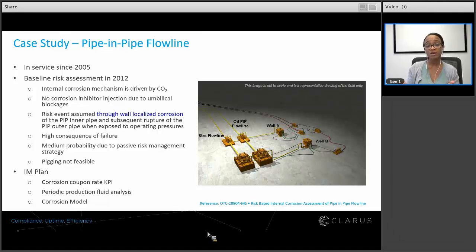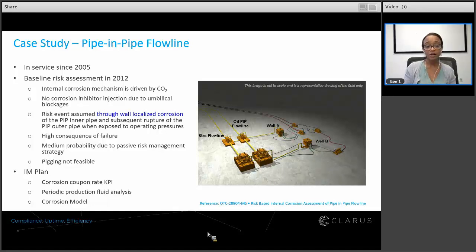Another key thing is operational pigging had not ever been conducted for this flow line. So when looking at what activities we could do at that time, pigging was not considered feasible. We did look at bespoke solutions, but our goal was to assess the risk in alternative solutions to pigging.